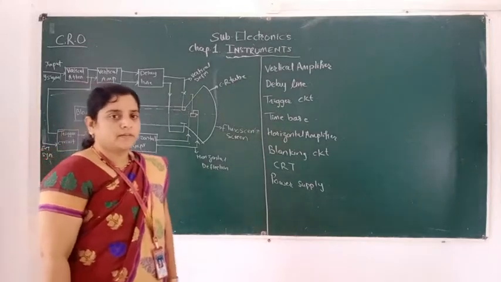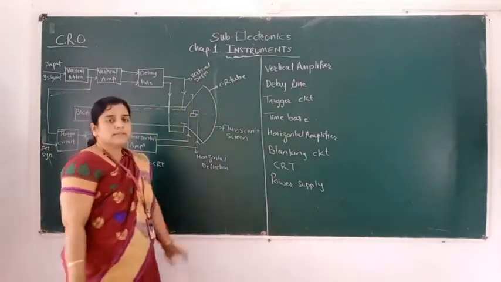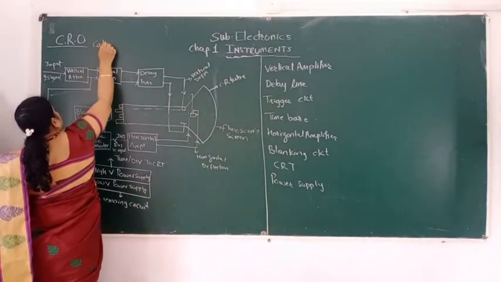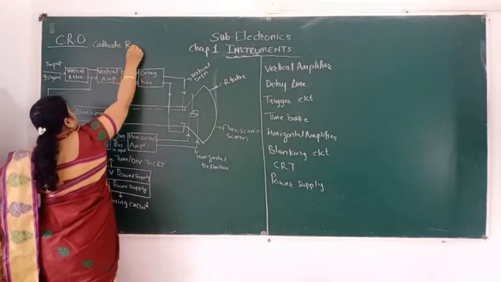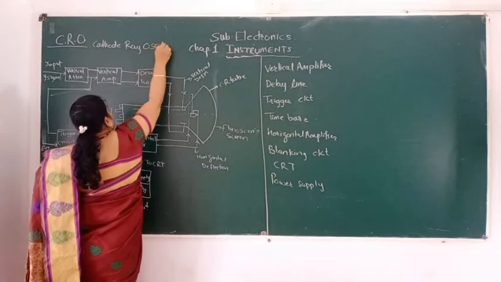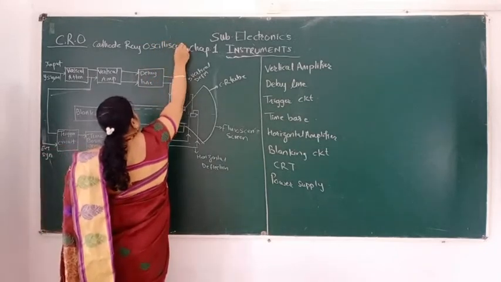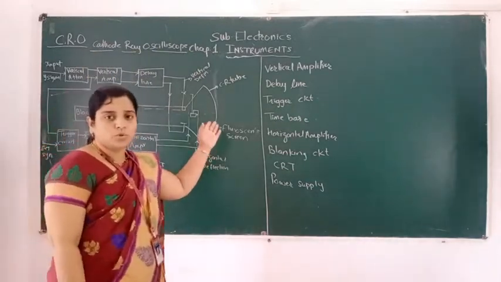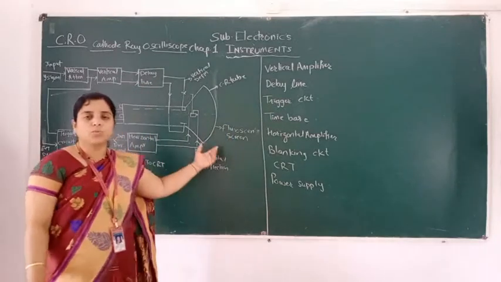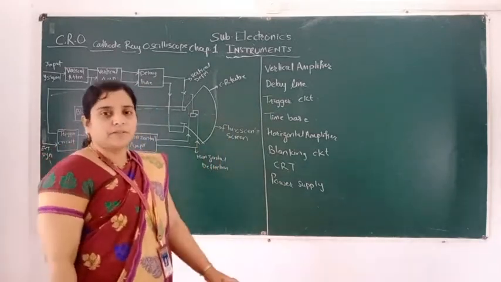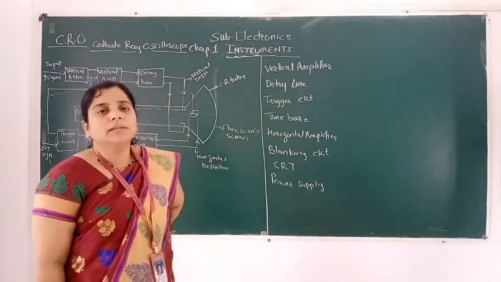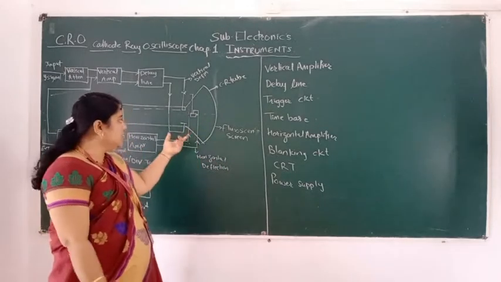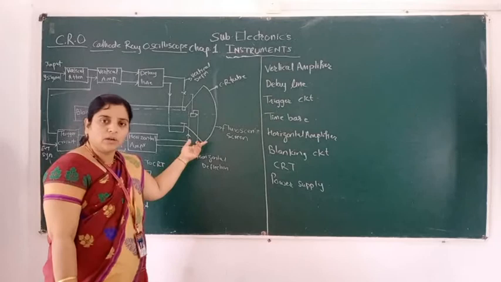Hello students, today we are going to see the cathode ray oscilloscope, that is CRO. We have started the first chapter under instrumentation. In the previous lecture we have seen the CRT. CRT means what? Cathode ray tube. The cathode ray tube is used in the CRO, that is the cathode ray oscilloscope.